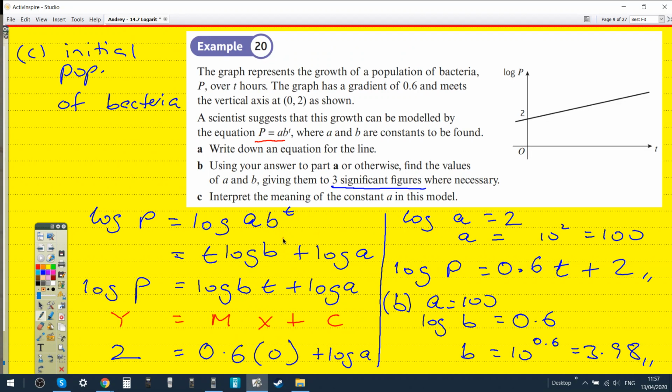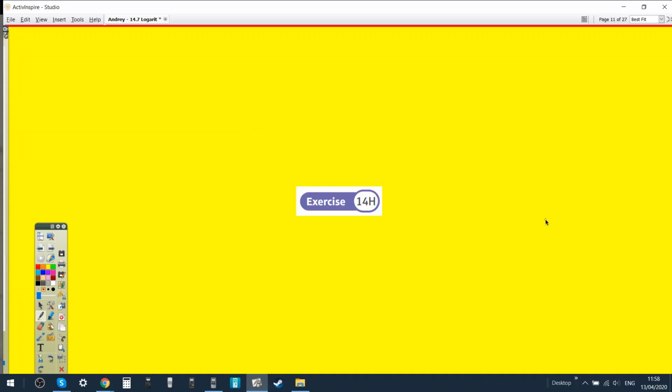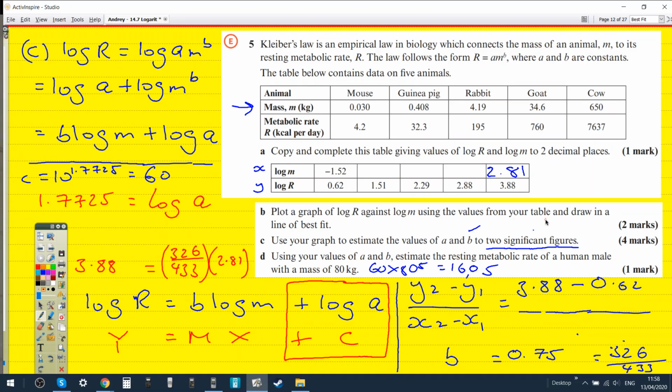Yeah, it's a straight line, so it's exponential. Let's see. Yeah, so these are simpler than they look. Like this one here, 0.6, that's the gradient. And so it's 0.6t. It goes at 2, so the intercept is just plus 2. So instead of y equals 0.6x plus 2, it's log p equals 0.6t plus 2. But going through the steps means you don't have to remember which one is which. That one's okay. A is the initial value, initial population. You just put it in the context of the question.